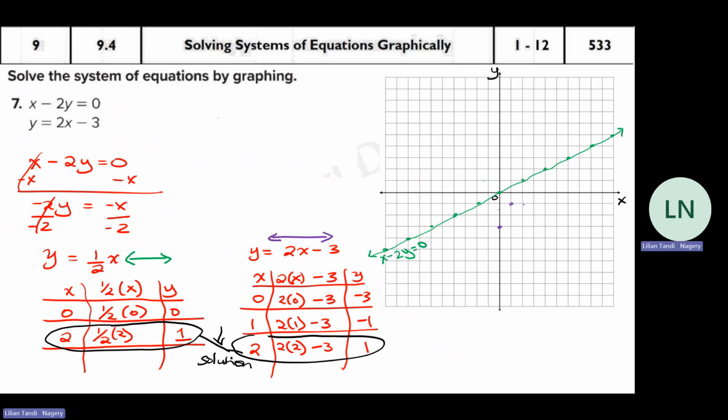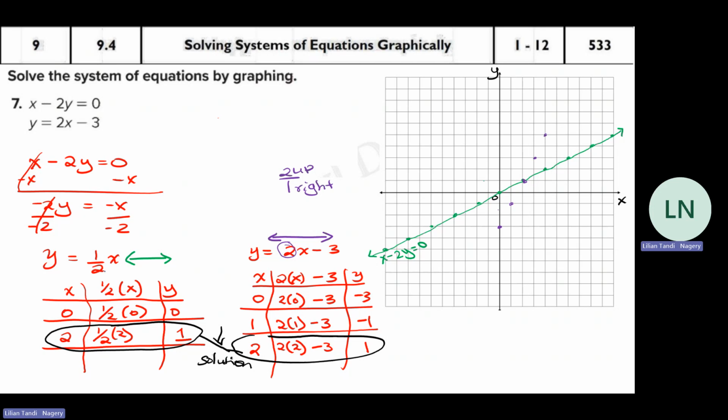2, 1 will be there. See? Now you have both points there. Now I continue with my slope. 1 right, 2 up. How do I know this here will be 2 out of 1? 1 to the right, 2 up.